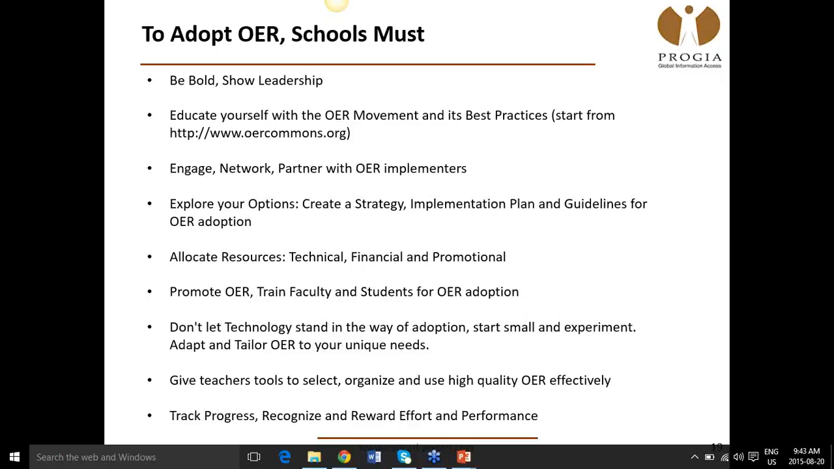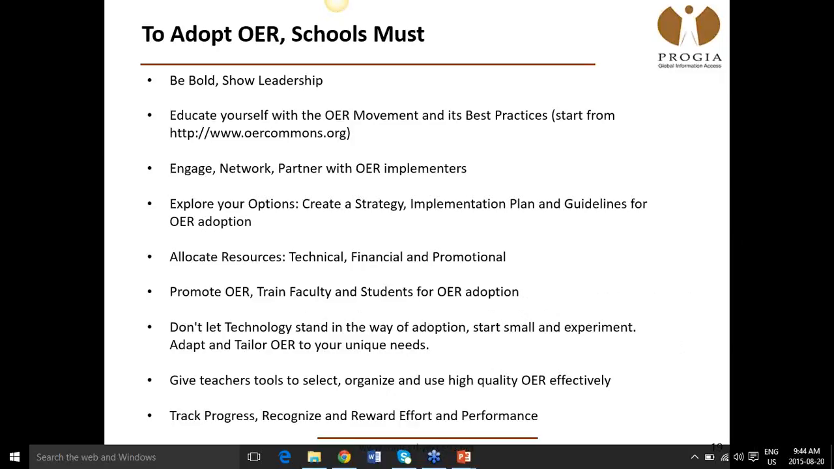Okay, so as an institute, what should you do to adopt OER? First of all, you should be bold enough, and you should be motivated enough to adopt OER and show the leadership. You should not wait and say, let someone else adopt it, then I will follow those footsteps. No, come forward and say, okay, now I am the institute in my country, and I will take the lead and take this movement forward.